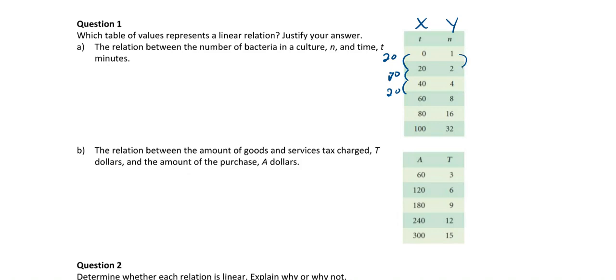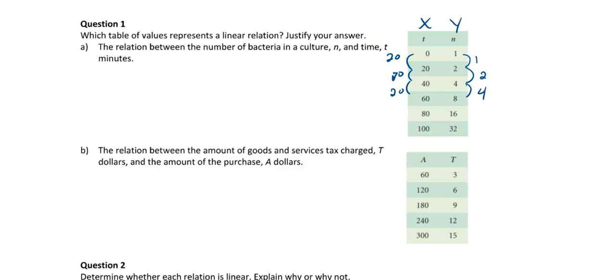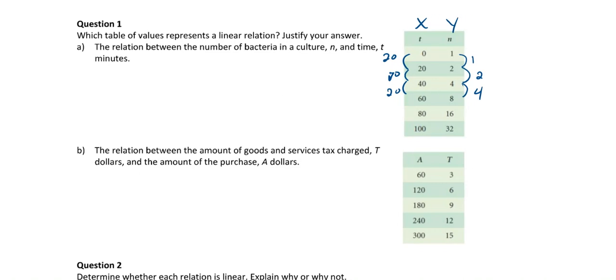What about this one? Goes up by 1, goes up by 2, goes up by 4. Okay, I think we can stop. Is this thing linear? No, not a linear relation. This thing is actually exponential is what's happening here. So there's not going to be a linear relation because they're going up by different amounts. And that's pretty much it for that one.